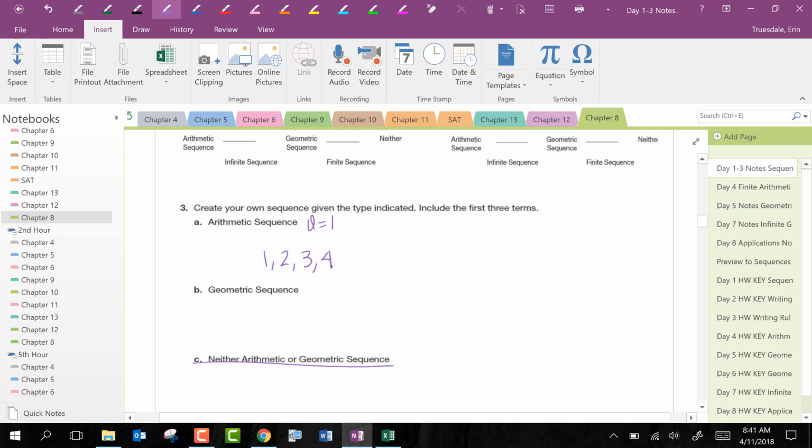You want to share? Okay, what about geometric? R equals 2. What was your sequence? 1, 2, 4, 8, and so forth. Yep, good. Okay, we understand that, so flip it over.